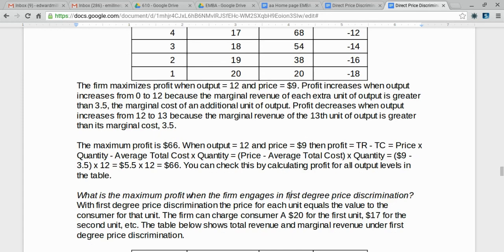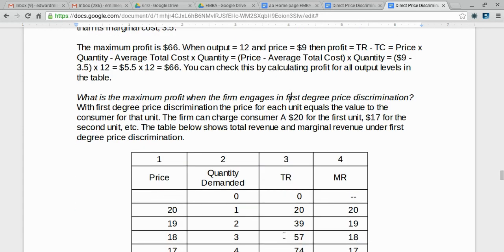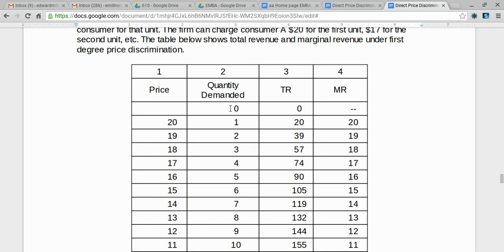With first-degree price discrimination, the price the firm can charge for each unit equals the value to the consumer for that unit. The firm can charge customer A $20 for the first unit, $17 for the second, etc. The firm shows the total revenue and marginal revenue under first-degree price discrimination. If I don't sell anything, my revenue is 0. I can charge $20 and sell the first unit to customer A. If I keep that price to customer A at $20 for the first unit and charge customer B $19 for their first unit, I can increase my revenue from 20 to $39.